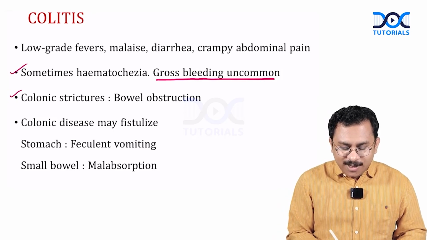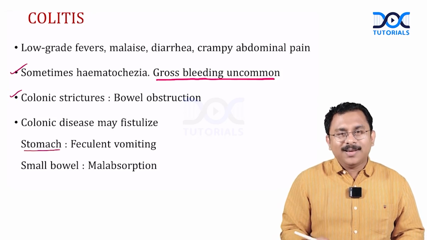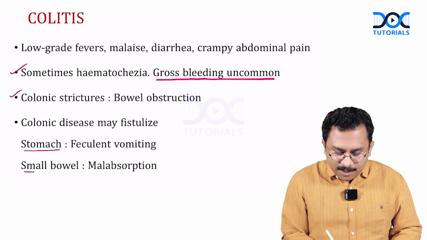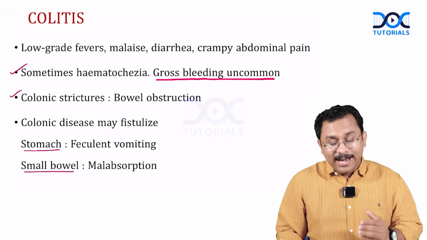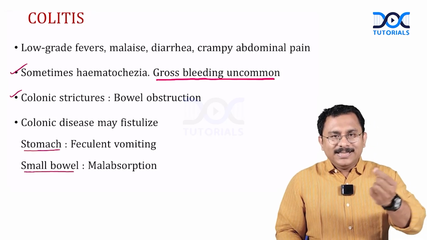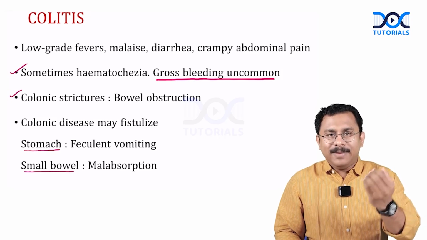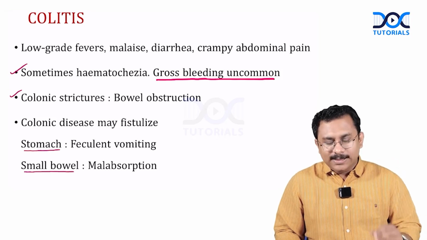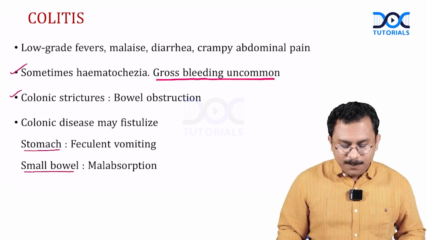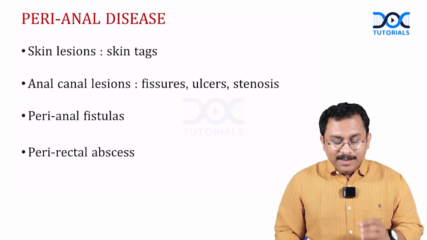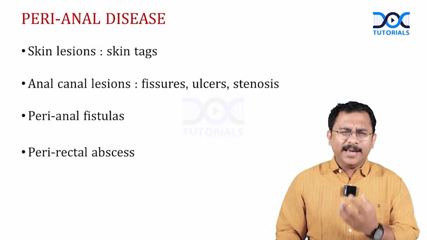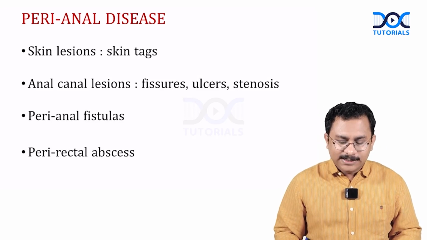You can have a fistula between the colon and the stomach, wherein you can have feculent vomiting, and a fistula between the colon and the small bowel, wherein this channel can result in malabsorption. Direct passage from the small bowel to colon can result in malabsorption as well. Now, perianal disease is common with Crohn's disease, and very rare in case of ulcerative colitis.